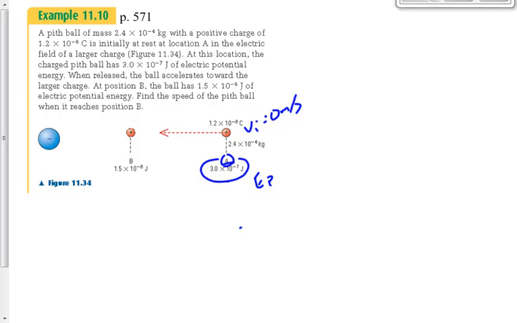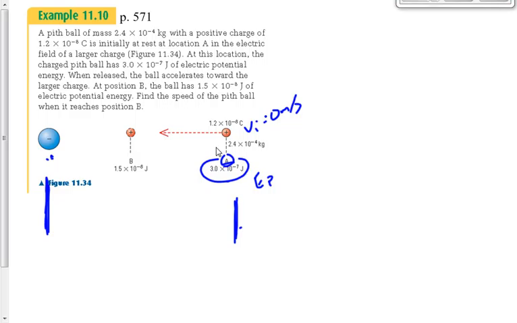When it's released, the ball accelerates toward the larger charge. So here's the larger charge. When you release a car at the top of a hill, it accelerates towards the bottom of the hill. This would be the top of the hill right here. This would be the bottom of the hill right here. So this pith ball is accelerating like the car accelerates toward the bottom of the hill.